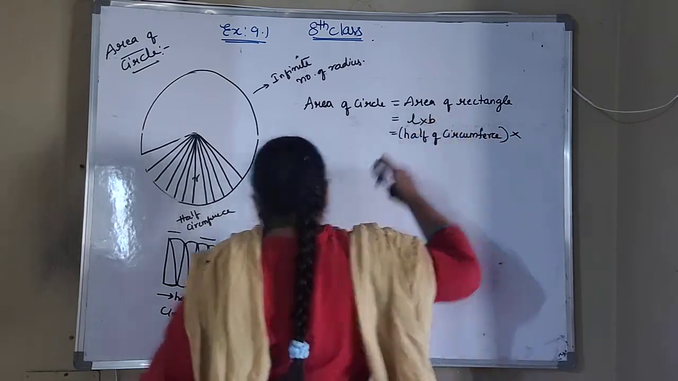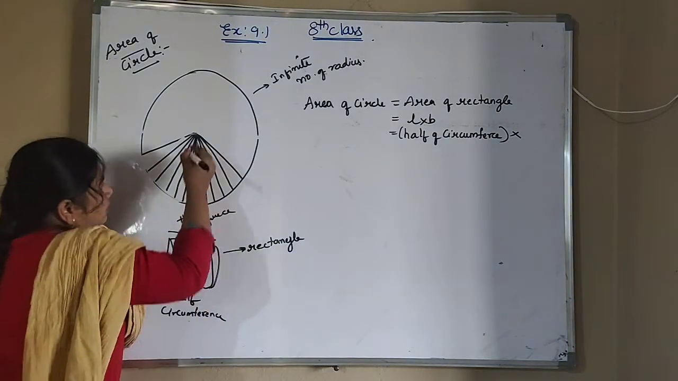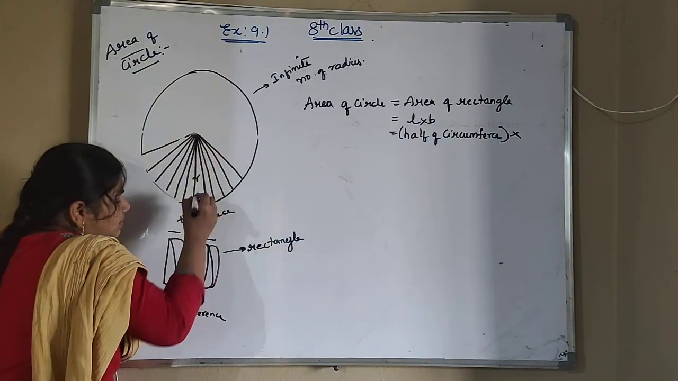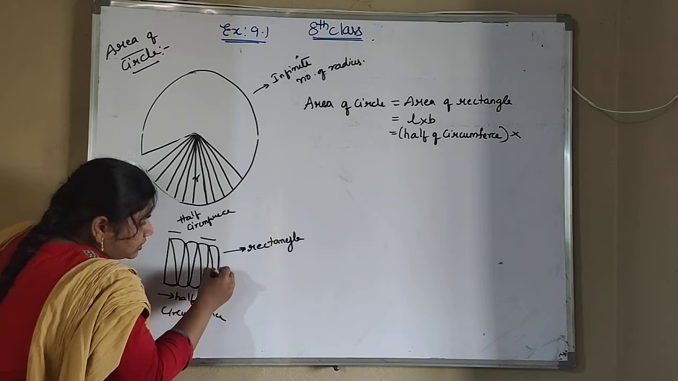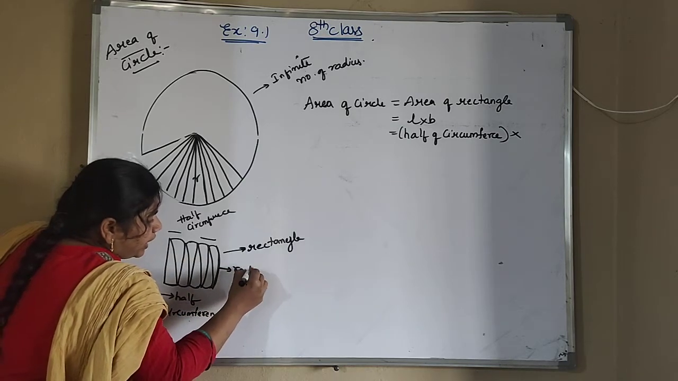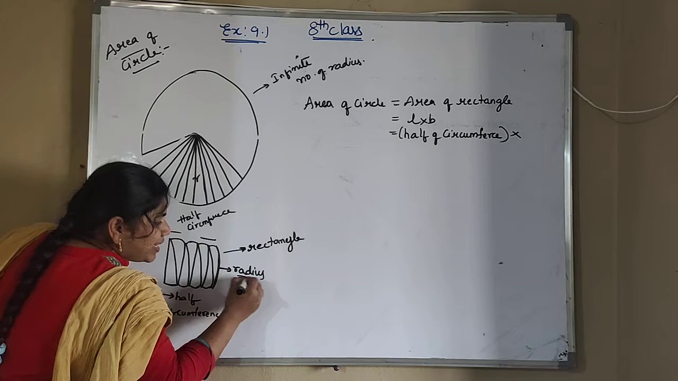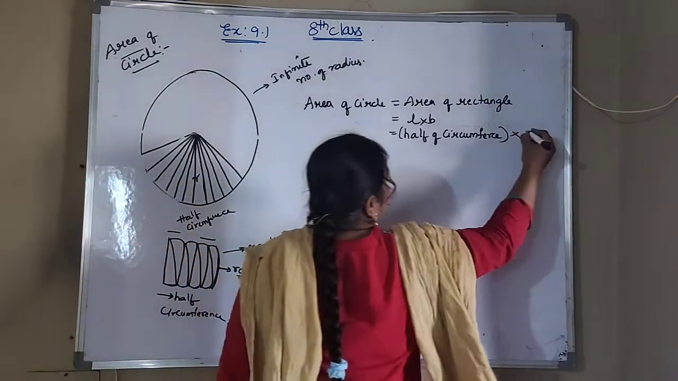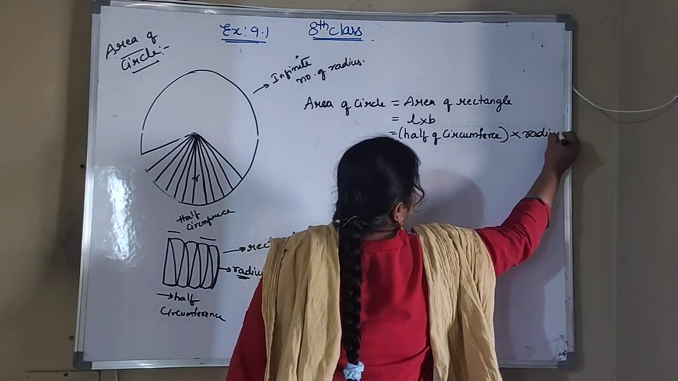And what do you mean by breadth? This part is equal to this part. So what is this here? Radius. This line is called the radius. So half of the circumference into radius.